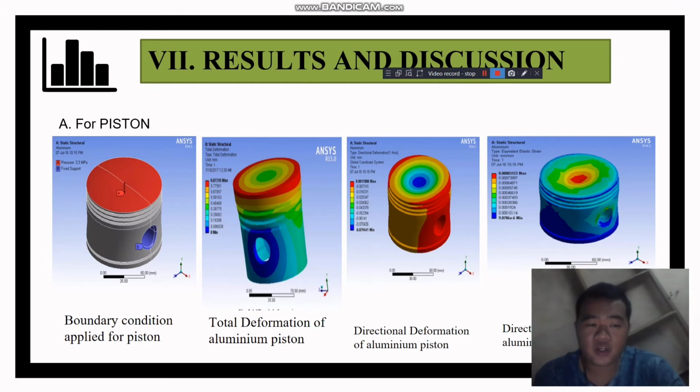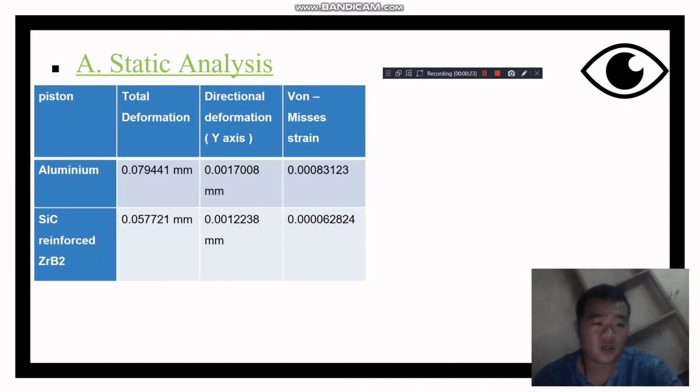This is the research and discussion when you use ANSYS to research the piston. The first one I will introduce is the piston. The piston has two conditions to compare. This is the structural analysis. In the structural analysis, I will compare the two components: the aluminum component and the silicon carbide reinforced zirconium diboride component.